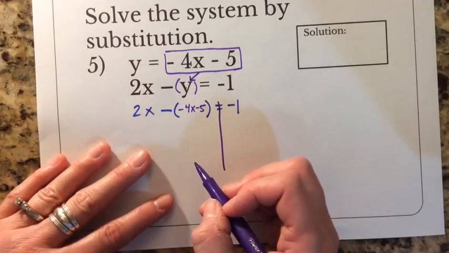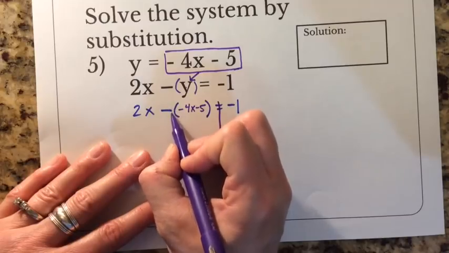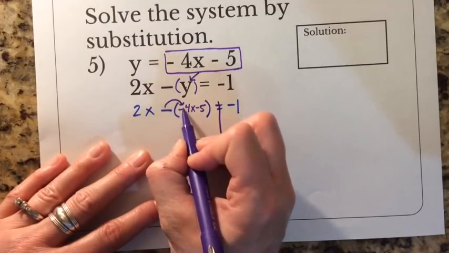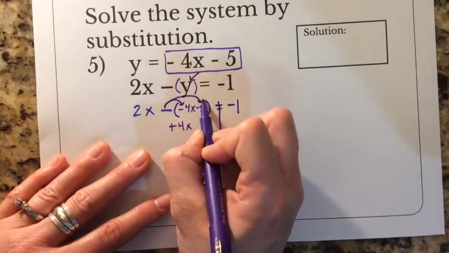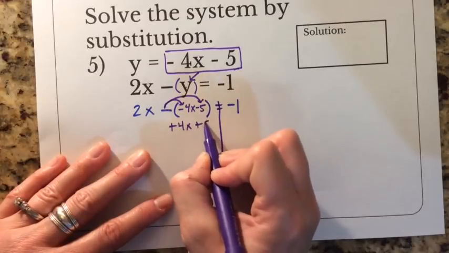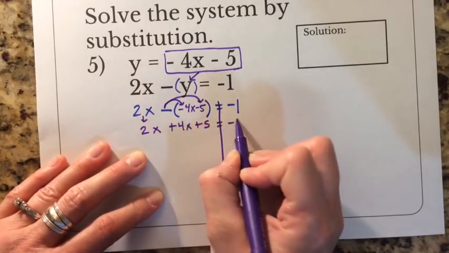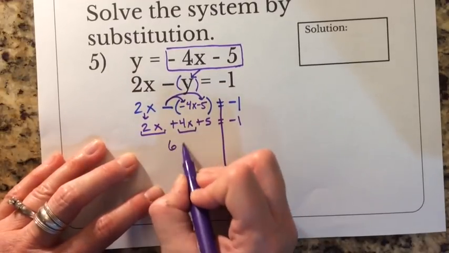Let's solve. But do you notice here? We have a negative. Remember, this is like a negative 1. We have to distribute this negative. Negative times negative is a positive 4x, and negative times negative 5 is a positive 5. Now we'll bring this down. We have more simplifying over here. Combine like terms.